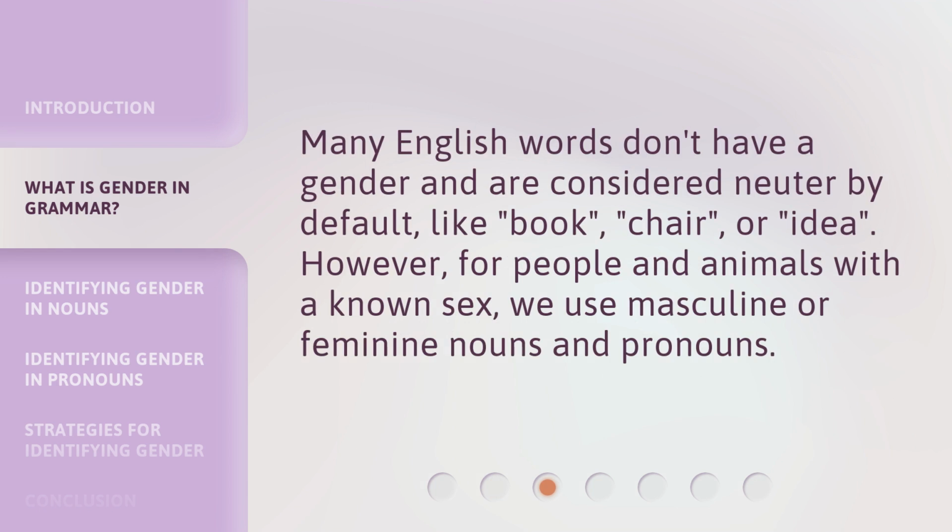Many English words don't have a gender and are considered neuter by default, like book, chair, or idea. However, for people and animals with a known sex, we use masculine or feminine nouns and pronouns.